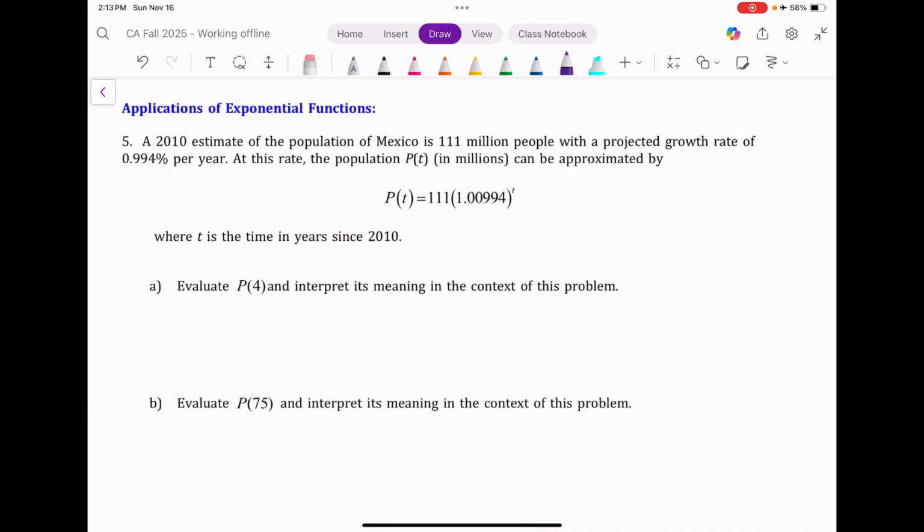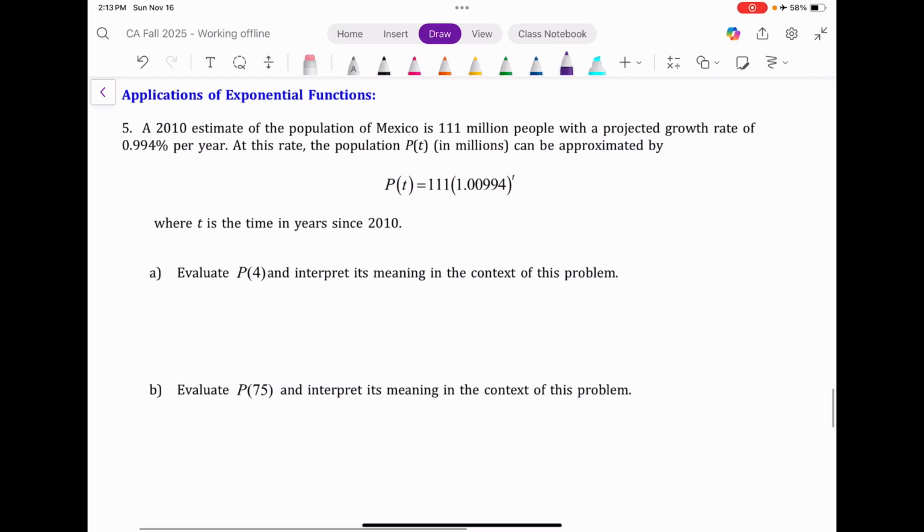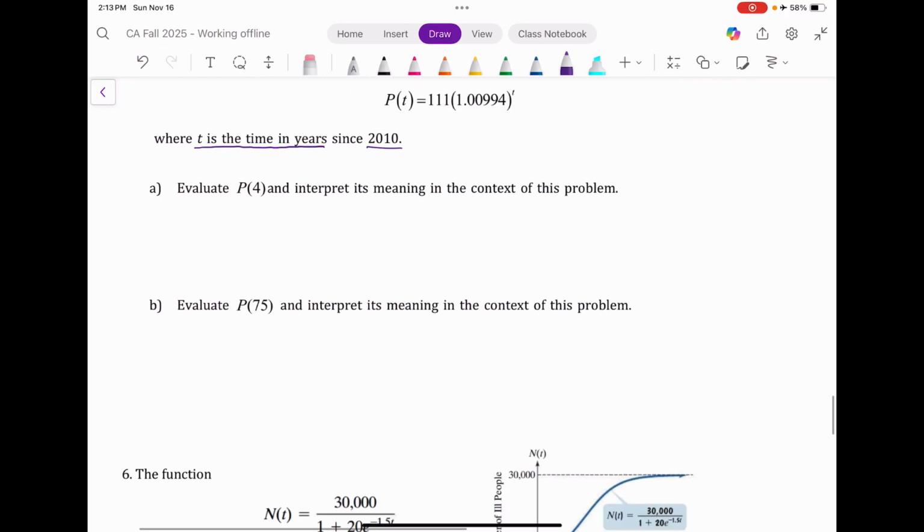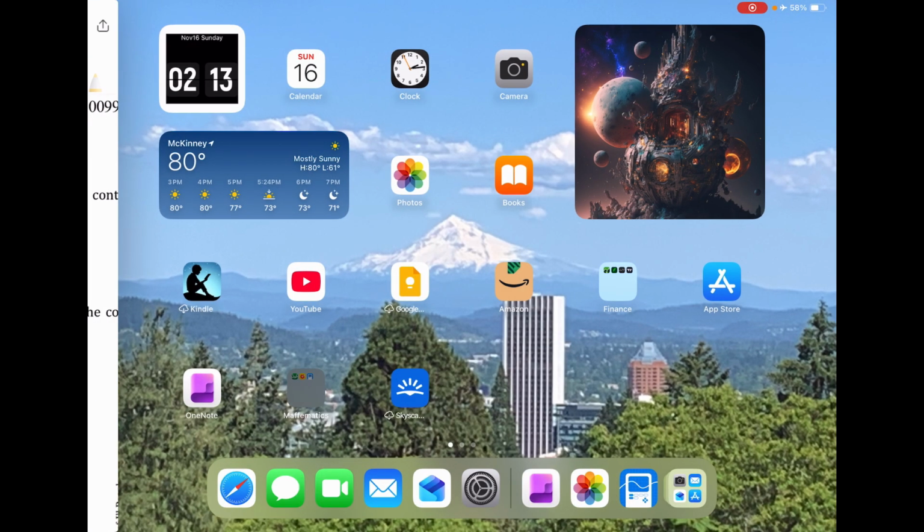So here we're going to look at application problems of exponentials. Here we have a function representing the population of Mexico, and it projects the growth over a certain amount of time in years since 2010. So P of t is the projected population after however many years have passed since 2010. So if I want to evaluate P of 4, we just plug 4 into the function, and we'll use the calculator.